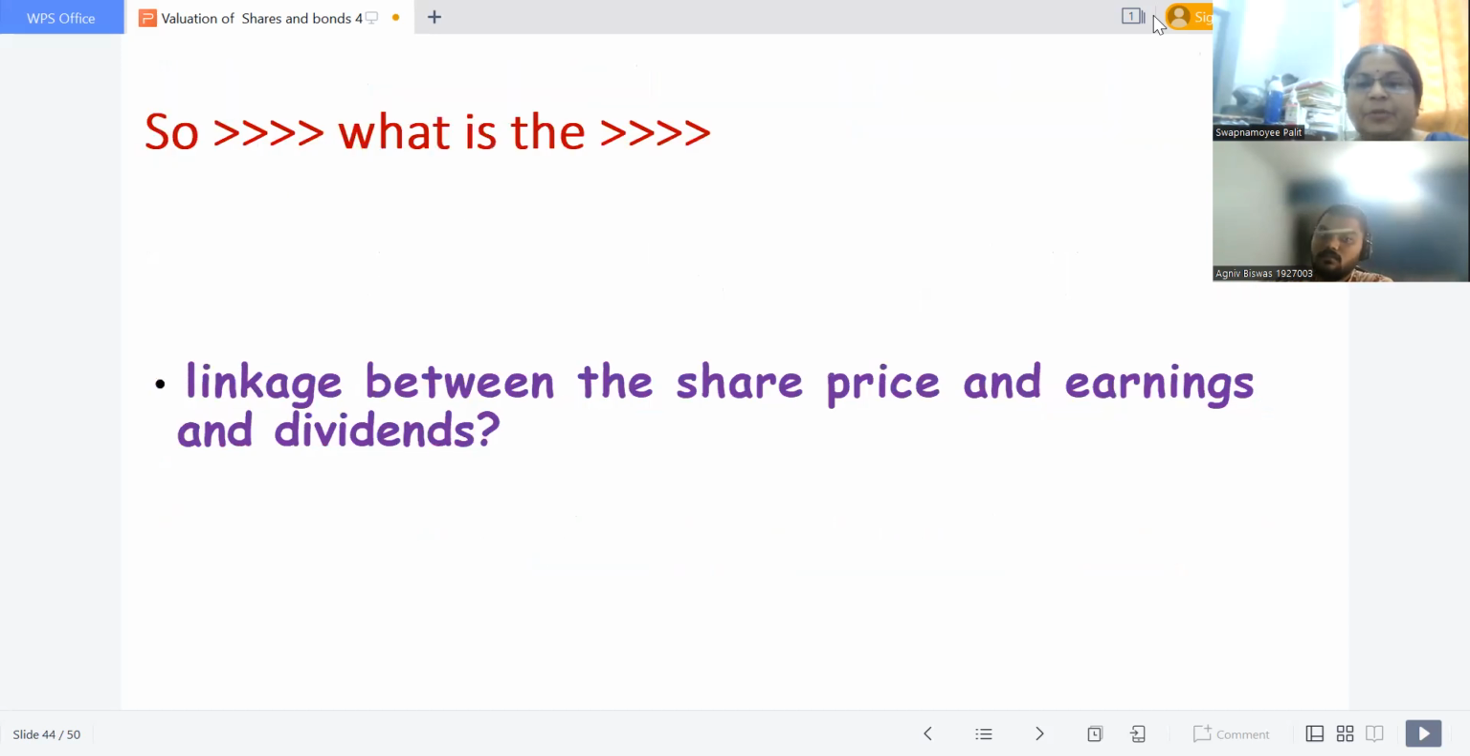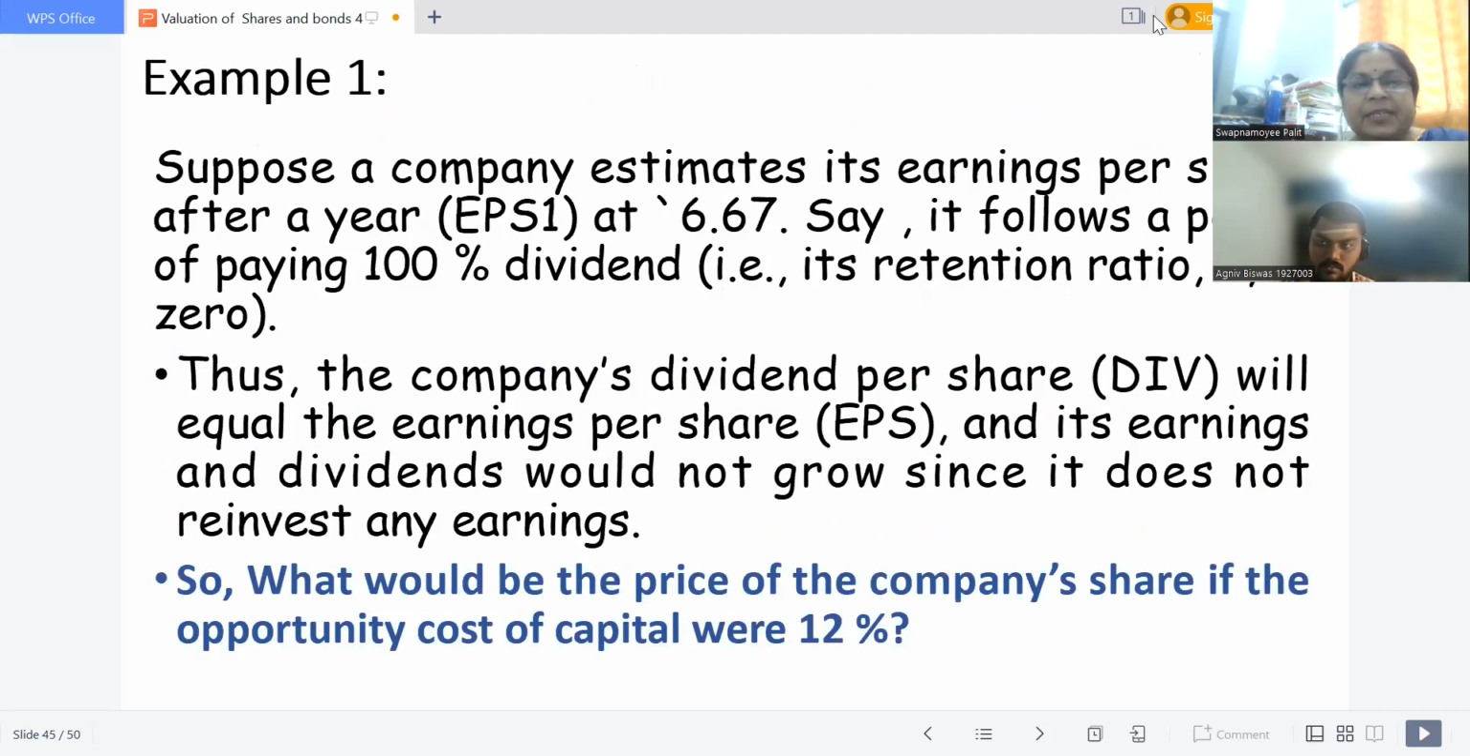So what is the linkage between share price, earning and dividend? Let's see. Okay, first example. Suppose a company estimates its earning per share at present to be 6.67, and suppose it is following a policy of 100% dividend payout, no retention. Retention is 0.